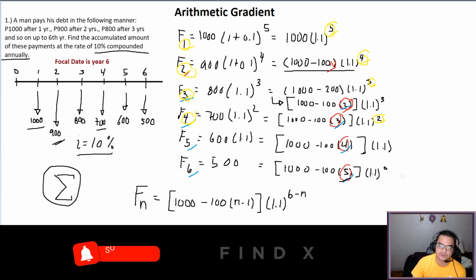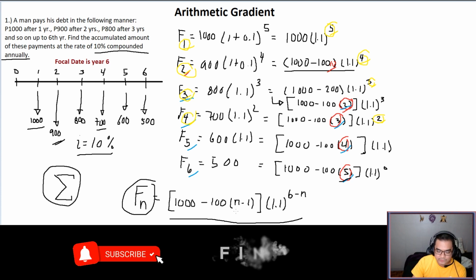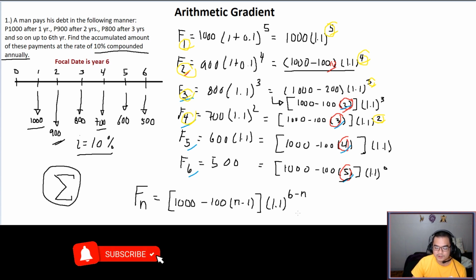Now, let's try it out to see if this will work. Let's say that we have to get F5. For F5, if n is equal to 5, therefore this one will be 5 minus 1, that will be 4, which is also 4 here. And then that is 6 minus n. Again, n is equal to 5. So 6 minus 5 is 1, which is also 1 here. Okay. So we have the right formula now.